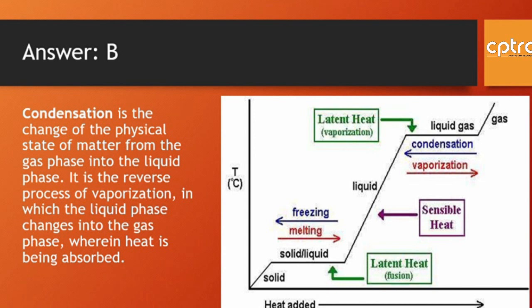However, if heat is being released or evolved from the system, then it becomes a backward process where gas becomes liquid and liquid goes back to solid. So condensation is an example of a backward process because gas goes back to liquid.